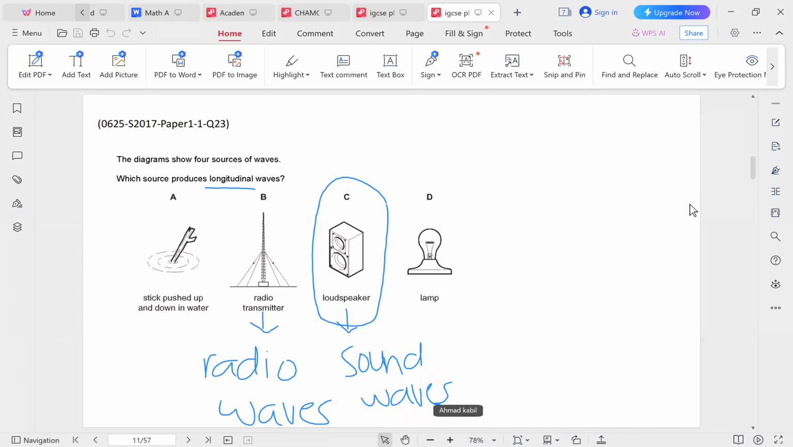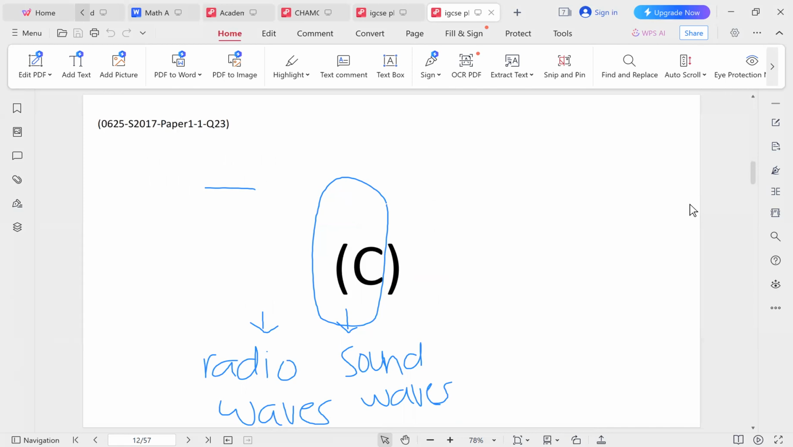And the radio waves are transverse. Everything but the sound waves is a transverse wave. So the only wave that is not transverse is the sound wave. So C is the correct answer here.